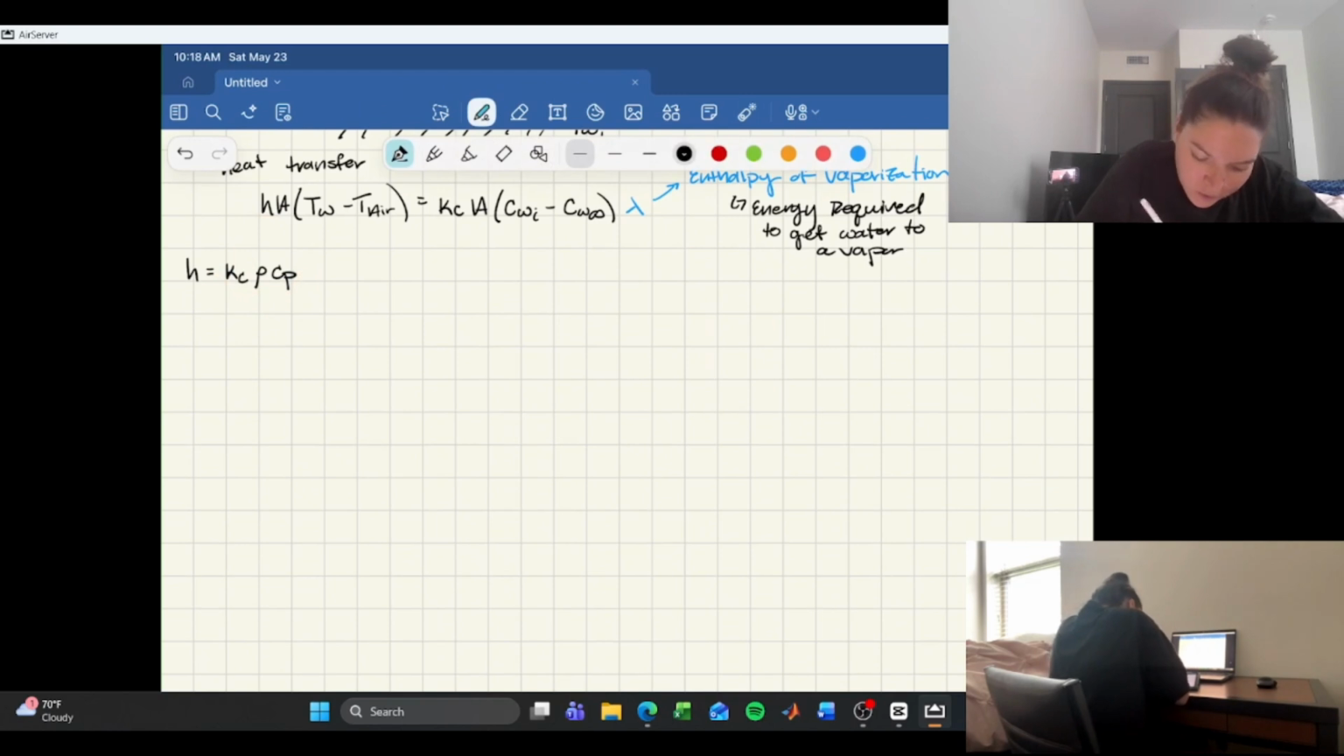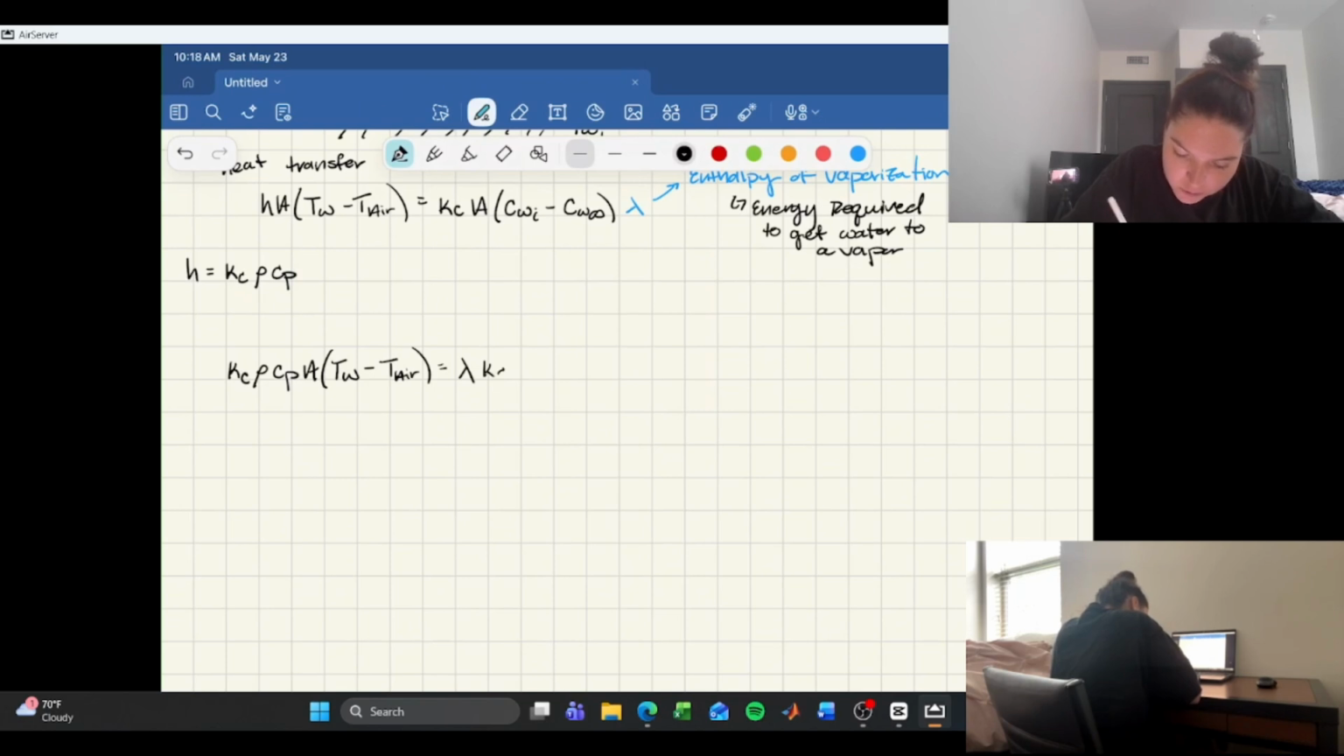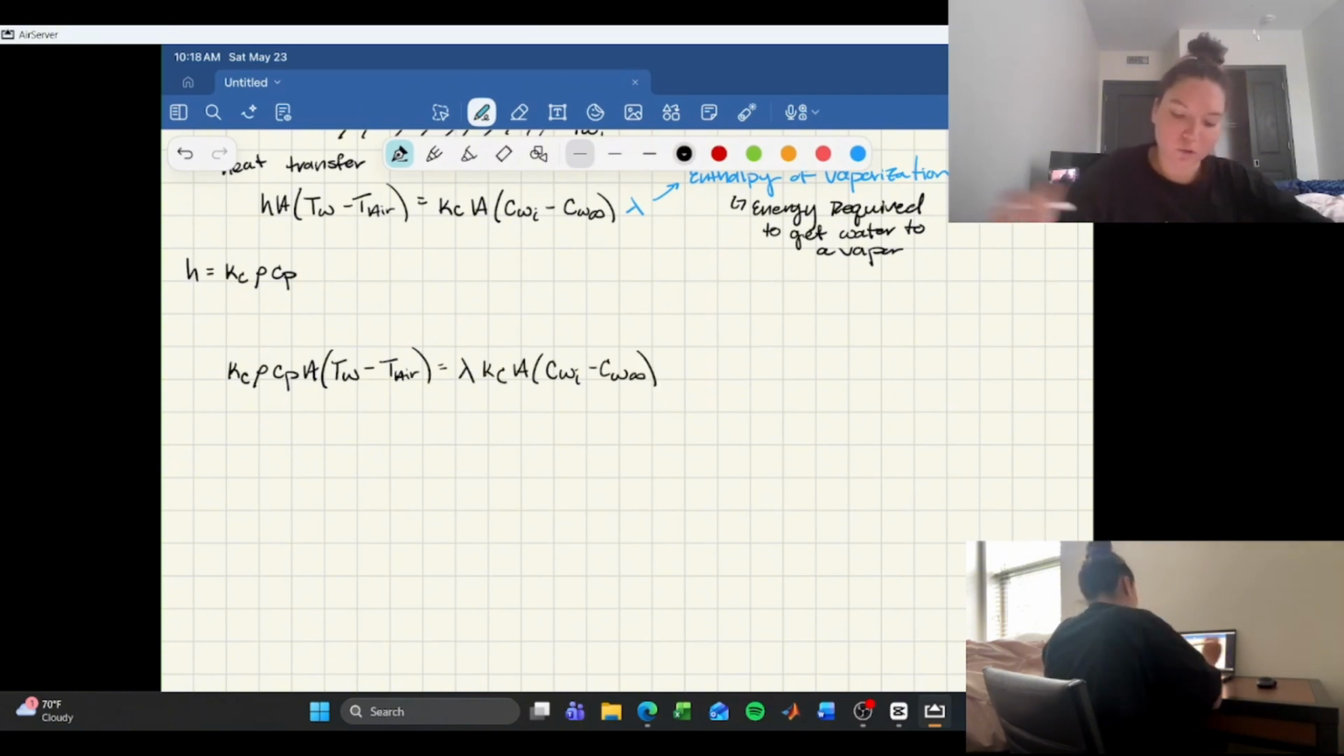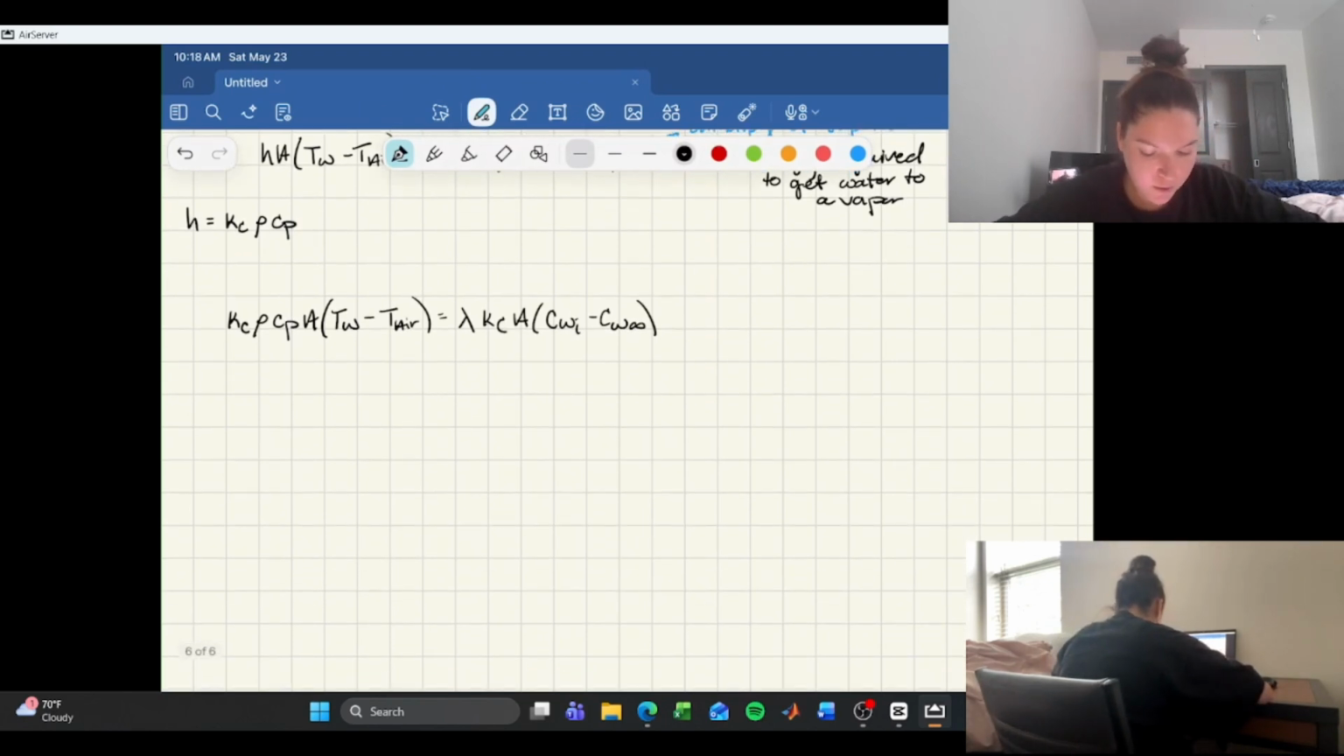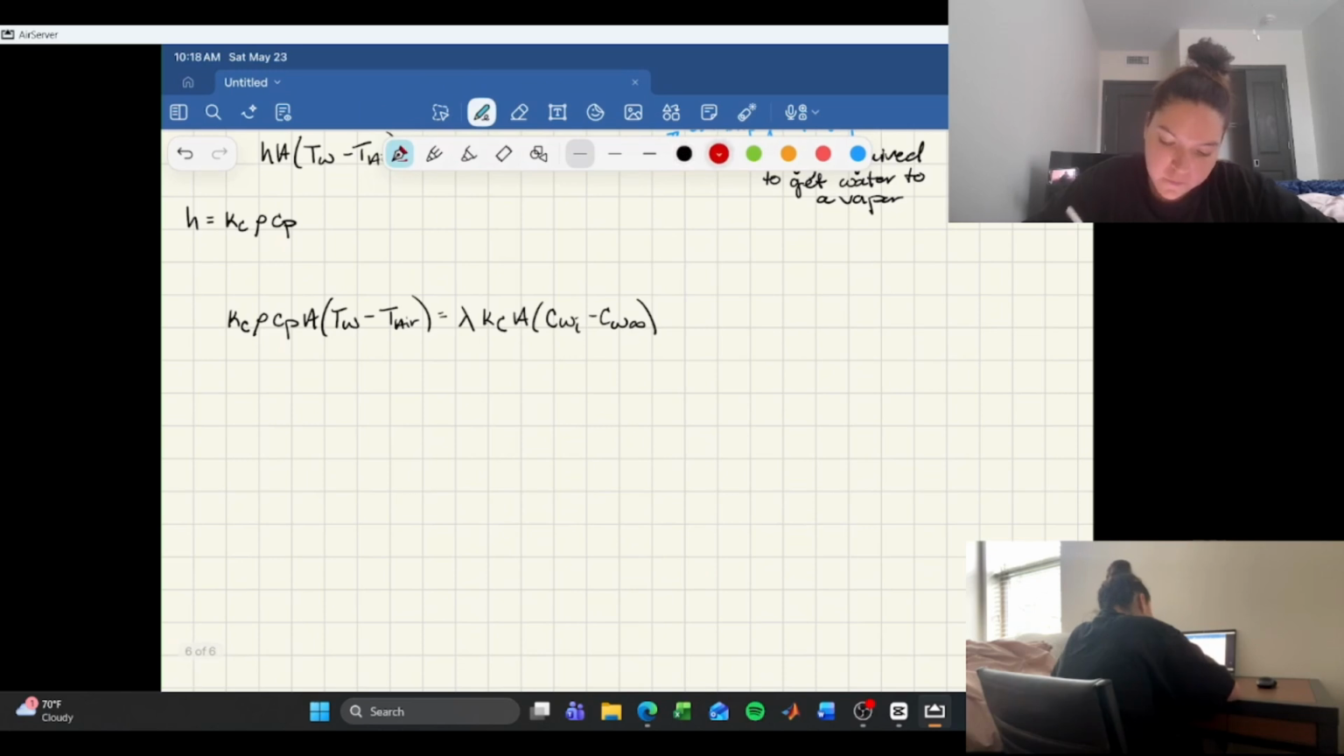So we're going to have the mass transfer coefficient times the density times the heat capacity times the area times the temperature of the water minus the temperature of the air, and be equal to the enthalpy of vaporization times the mass transfer coefficient times area times the concentration of water at the interface minus the concentration of water towards infinity. And then we can see that the mass transfer coefficient and the area are going to cancel out. So we can simplify this.